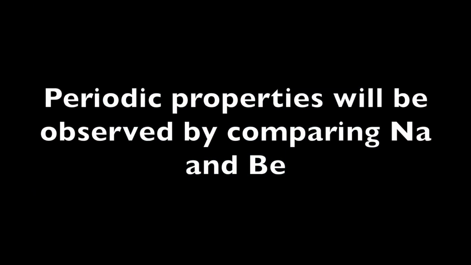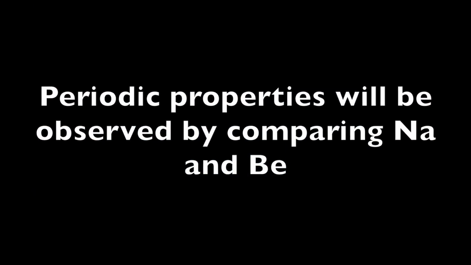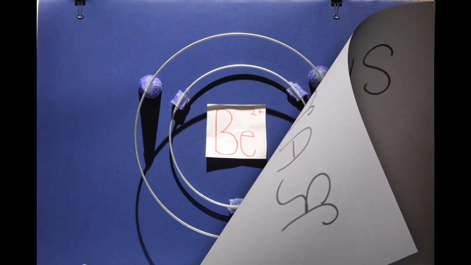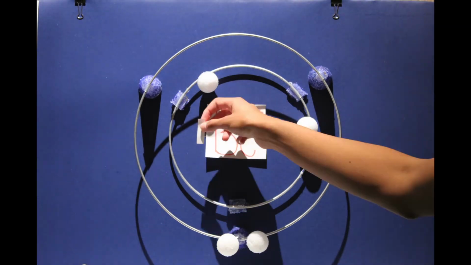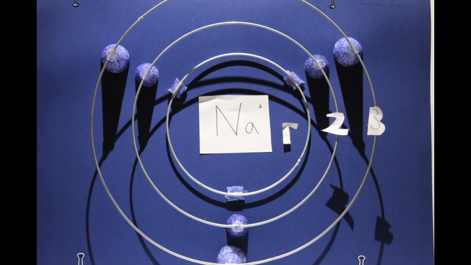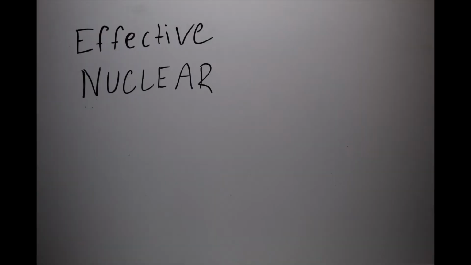All of these periodic properties will be observed by comparing beryllium and sodium. With that being said, let's discuss atomic radius. Because Na+ is one period higher on the periodic table, it's most likely going to have one more shell. And because it has one more shell, it's most likely going to have a higher atomic radius.